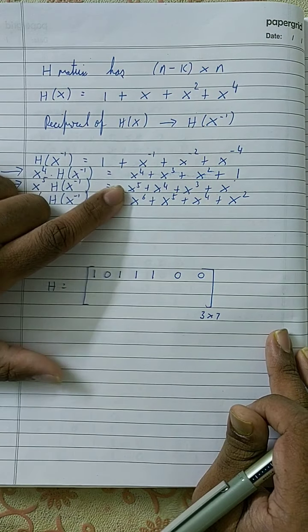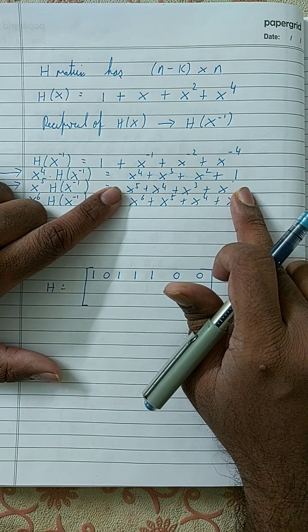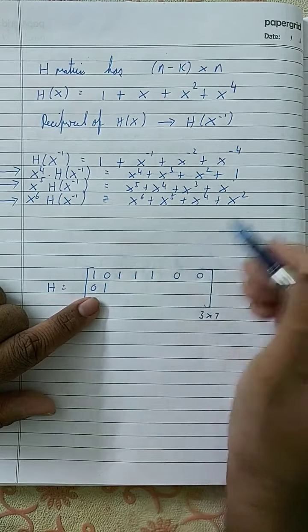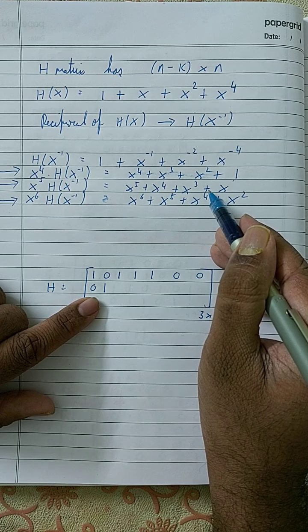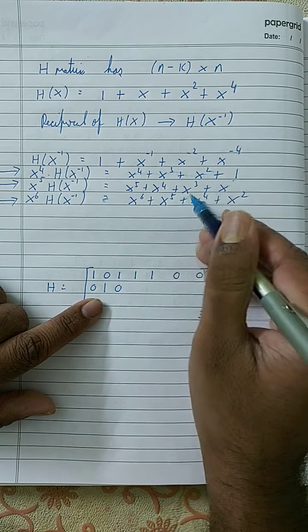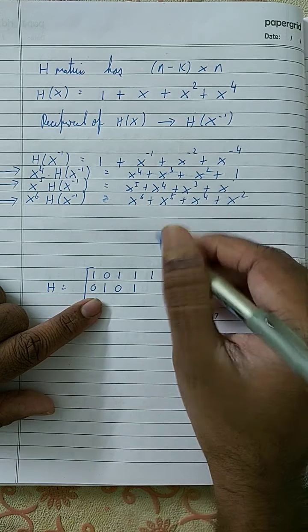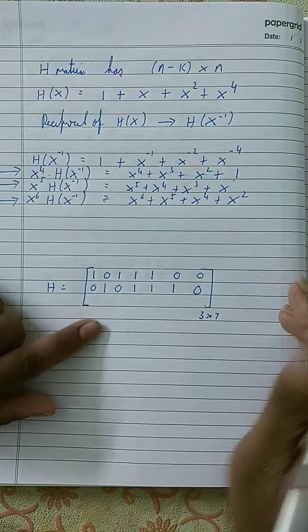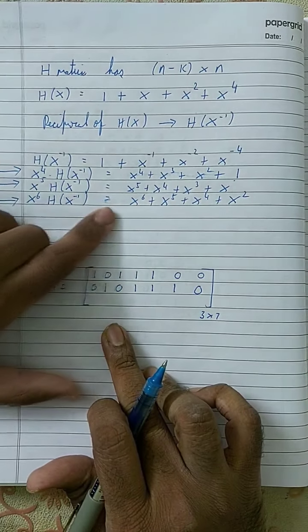So second row means it starts with the coefficient of x raised to 0 is 0. The coefficient of x raised to 1 is 1. There's no x square over here, so therefore the coefficient of x square is 0. The coefficient of x raised to 3 is 1. The coefficient of x raised to 4 is 1. The coefficient of x raised to 5 is also 1. Then you put a 0 over here. The last column, there's this one right over here.